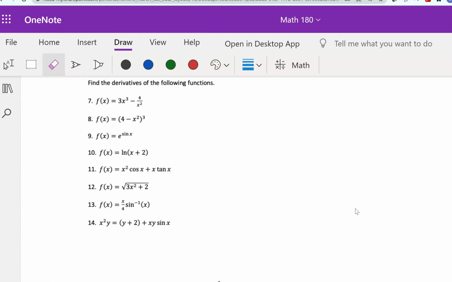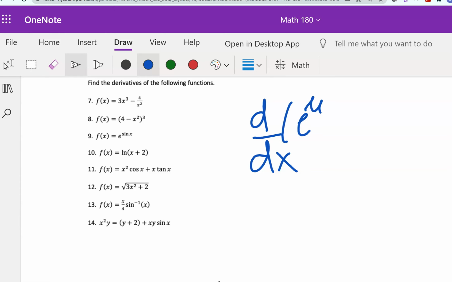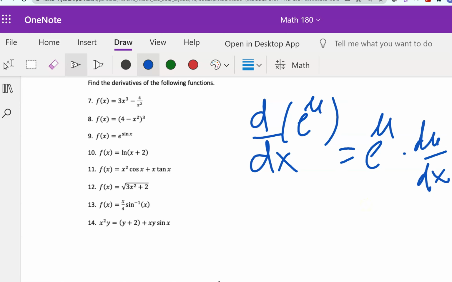the e's, right? So like for number 9, the derivative of e to the u is just itself, e to the u times du dx, where you take the derivative of whatever that u is. So on number 9, you have the answer, but again, it's itself times the derivative of u, and so in that case you would get cosine x. So it would be e to the sine x times cosine x for number 9.